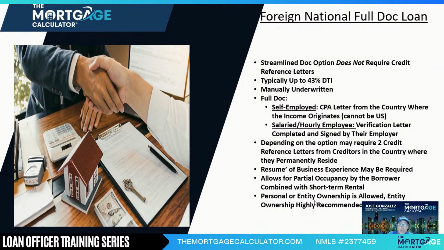And personal or entity ownership is allowed because on the full doc you could have a second home. We're not talking about, it's not always investment. I did state we could have a second home or an investment property. So it could be personal or entity ownership is allowed. Entity ownership highly recommended, and most likely on the investment property would be a requirement. So these are our full documentation requirements. Keep an eye on the CPA letter, right, for the self-employed.